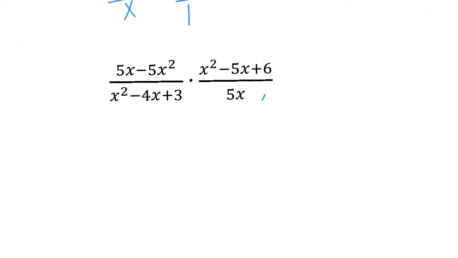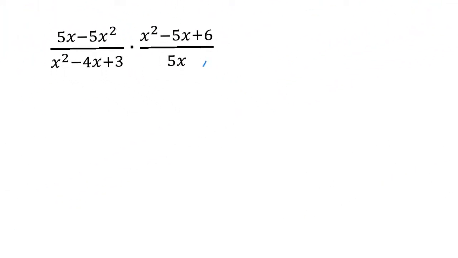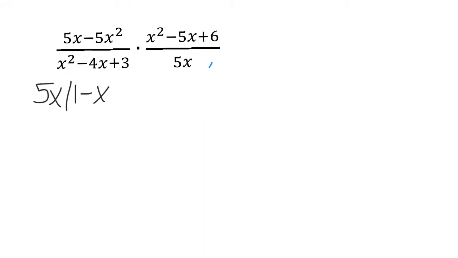Let's look at the next problem. So this is one where we're definitely going to need to factor, so we're going to factor the numerator, the denominator, and the numerator. So all three of those have to get factored. The common factor of this numerator is 5x, and then I get 1 minus x squared, 1 minus x. And then the denominator, two numbers that multiply to positive 3 and add to negative 4, is x minus 3 and x minus 1.